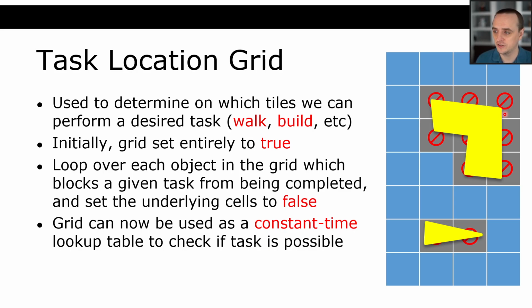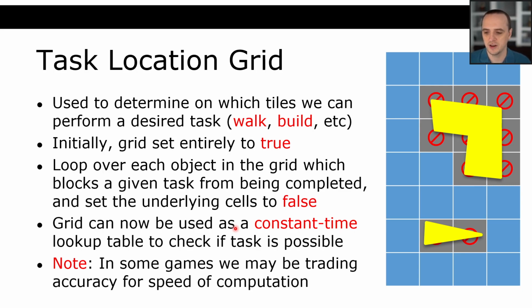But if we use this task location grid, then we have pre-computed which cells I'm able to do something on. And now all I need to do is check, okay, can I do it in that cell? No, I can't. And so we've changed this expensive computation into a constant time lookup within our grid. And so just note that in some games, we may be trading accuracy for speed of computation.